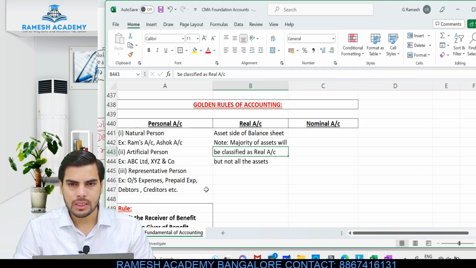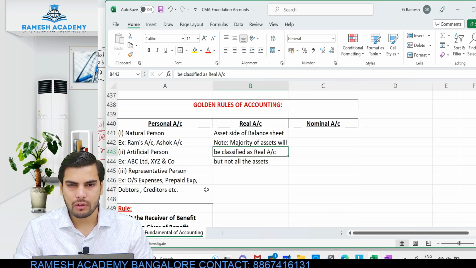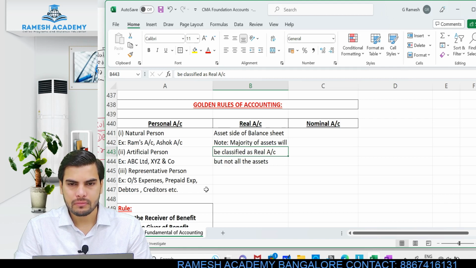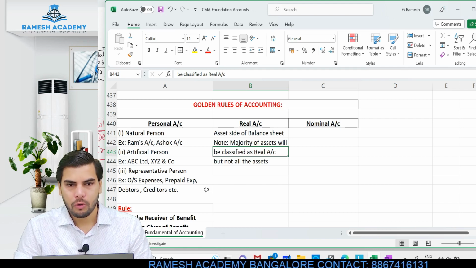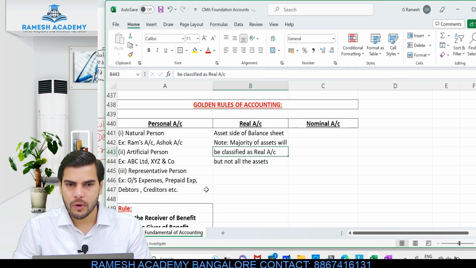Prepaid expenses, okay, so debtors for that matter, although these are assets, these are not classified as real account. Bank account for that matter, although it is an asset, it is not classified as real account, it is personal account. Simple. Hope you guys understood this. Clear? Try to remember this point, very important.